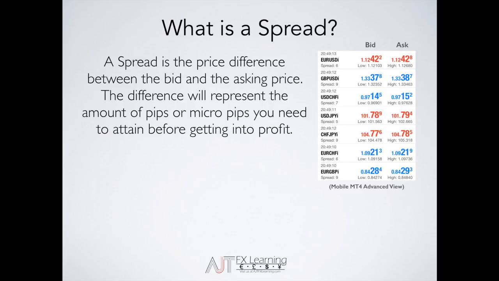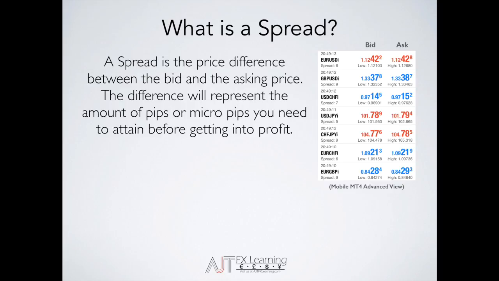Now, if you look at the picture, you have your Euro USD, which is your first currency pair, and you're going to notice that it has the spread already there for you. So Euro USD, the spread is currently 6. The great thing that I love about the broker I utilize, which is Trader's Way, is that they have small spreads. So what does having a small spread allow you to do in the market? It allows you to get into profit a lot faster.